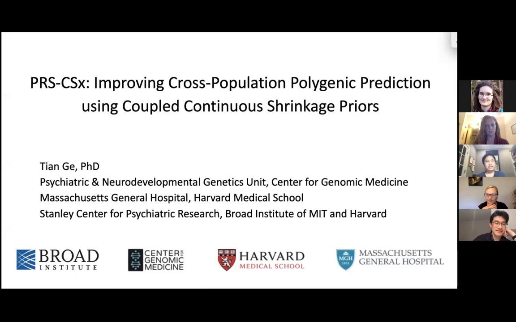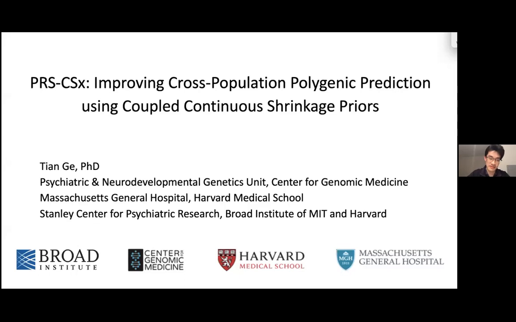Okay. Thanks, Haiyan, for a very generous introduction and for having me today. So I'm going to talk about our recent work that extends our Bayesian polygenic prediction framework, which is known as PRS-CS, to PRS-CSx, which can now integrate GWAS summary stats from multiple populations in order to improve cross-population polygenic prediction.